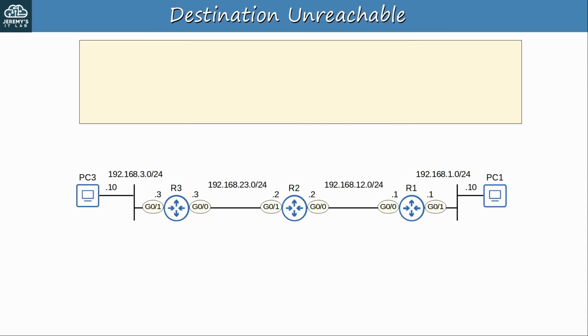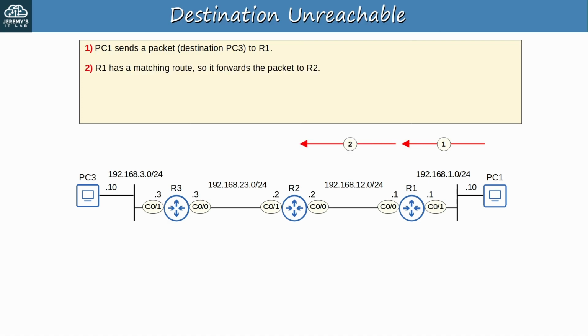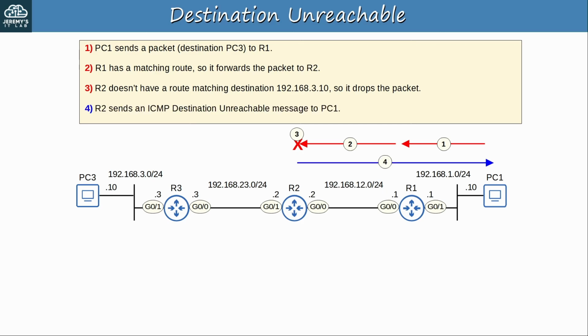Here's a simple demonstration of a Destination Unreachable message. PC1 sends a packet, destined for PC3, to R1. R1 has a matching route, so it forwards the packet to the next hop, R2. However, in this case, R2 doesn't have a route matching destination 192.168.3.10, PC3, so it drops the packet. R2 then sends an ICMP Destination Unreachable message to PC1. In the lab video, we'll take a look at what code will be used in this case, when a router doesn't have a route for the packet's destination IP.